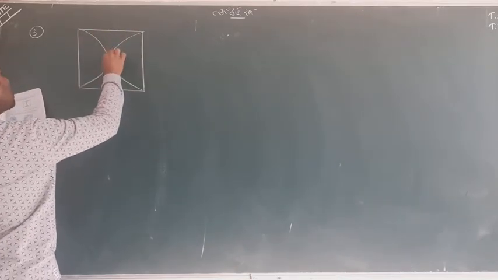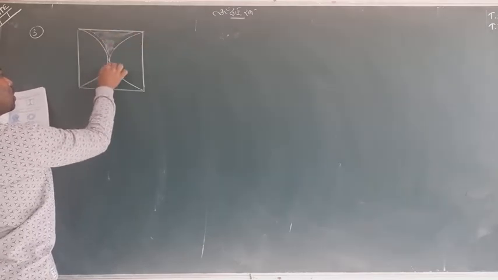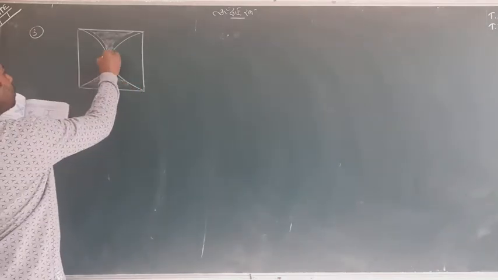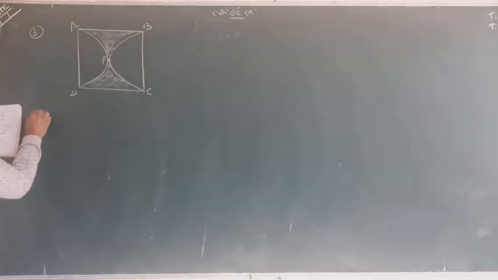Like that it is given, and we have a shaded region. These two shaded regions are given. This is point P, and A, B, C and D. What is given?